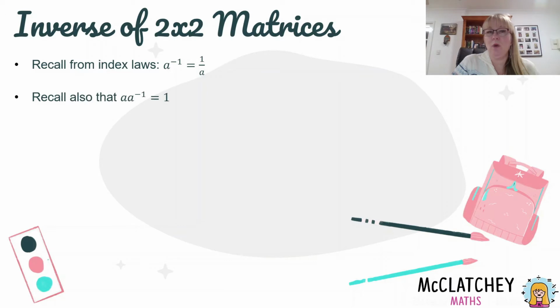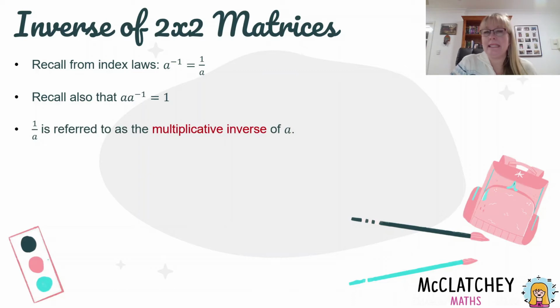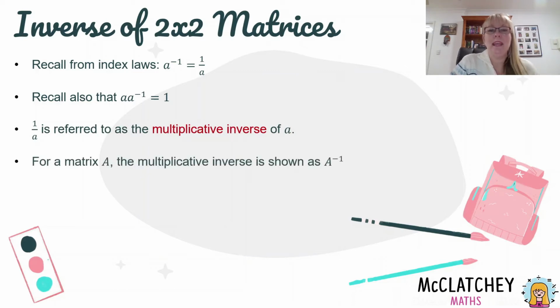You would also recall that when we take that and we multiply that by the inverse, we get the number 1. So if you think about that, the inverse of 3 is a third, and if we find a third of 3, it's 1, and that's going to work for any whole number or any fraction in fact. Okay, so we call 1 over A the multiplicative inverse of A, and when we multiply them together, we get the number 1. And so when we have a matrix A and we want to find its multiplicative inverse, it's shown as A to the power of minus 1.